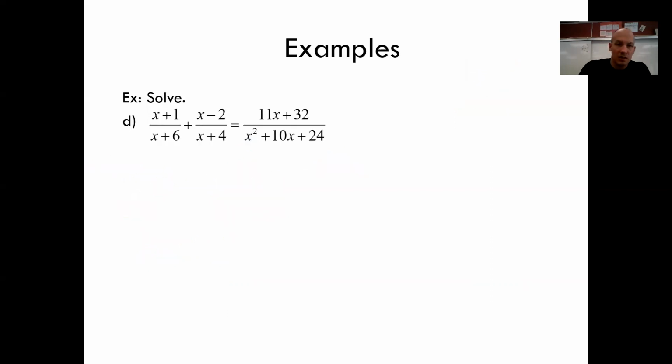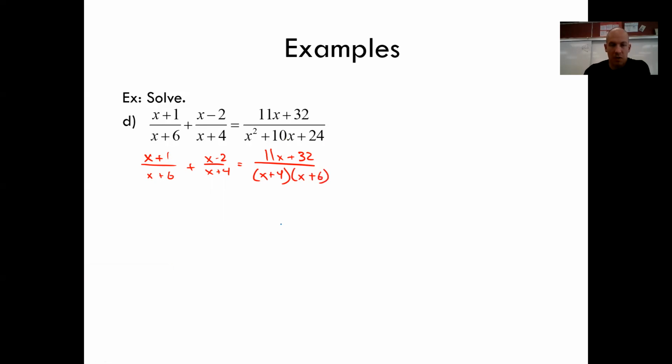Okay, and finally the big daddy of the whole thing here. If you have not had a chance to try one, why don't you pause the video and give it a shot for yourself. Okay, so what do we have to do here? x plus 1 over x plus 6. You're not going to do too much to the left side, but you're definitely going to want to factor the right side. So two numbers that multiply to 24 and add up to 10. Oh, that's interesting. That's x plus 4 and x plus 6.